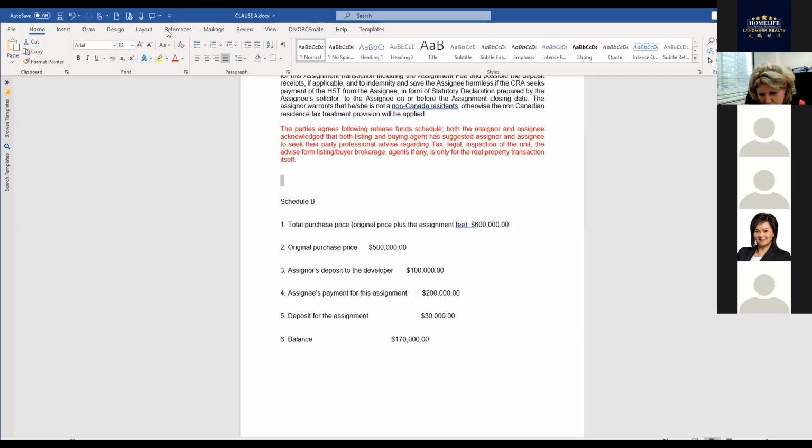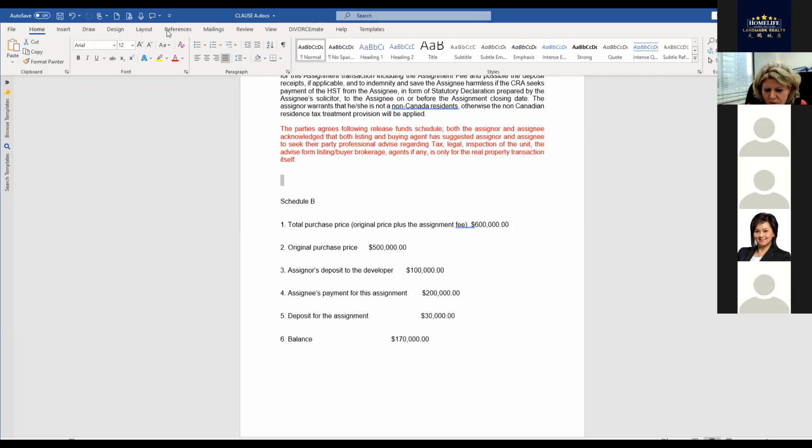I just wonder, do you have a clause specifically saying the assignor will be responsible for the HST for the assignment part? This is the rule, okay? Because he's getting the money, so he has to pay the HST. You just write, the assignor shall pay the HST on the assignment fee. This is it, straightforward. But if you represent the assignee, you may want to write more.